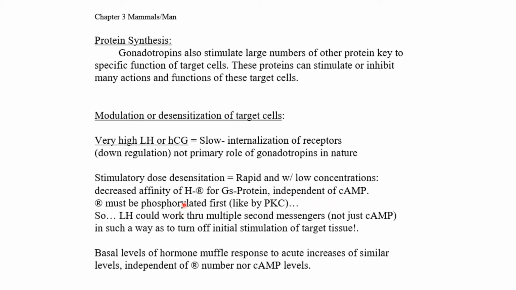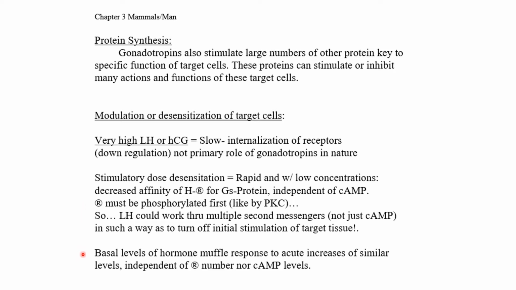And so for a receptor to be receptive for a hormone, it first must be phosphorylated. So the point here is that LH could work through multiple second messenger systems. Its favorite is cyclic AMP, but it could work through others to maybe turn off stimulation of the target tissue. So once we got the target tissue stimulated, maybe further binding of LH to the target cell would actually turn off this signal. That's pretty deep and heavy into endocrinology, but just to let you know that target cells won't respond to FSH or LH continuously. Okay?